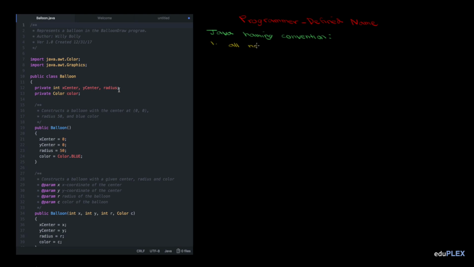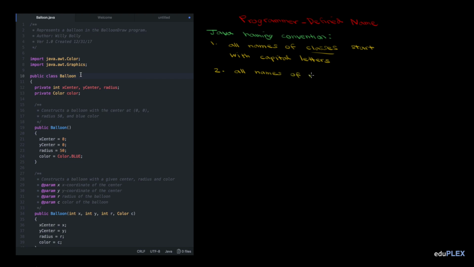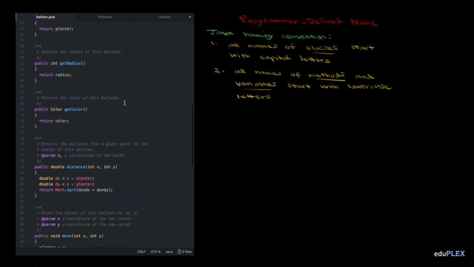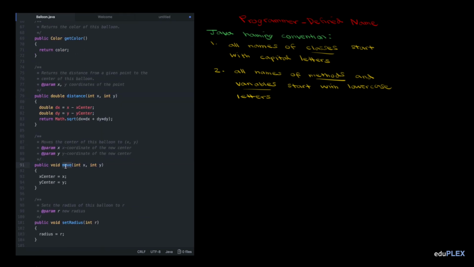First of all, the names of classes start with a capital letter. What this means is that anytime we have a class, like we do with our balloon class here, we name it starting with a capital letter. The second rule is that all names of methods and variables start with a lowercase letter. What this means is that anytime we have a method or a variable, we start the name with a lowercase letter. We can see that with the variable radius and these methods distance and move.